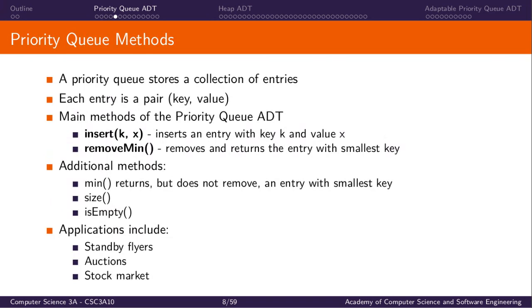So again, it stores this collection of key value pairs. The main methods for our priority queue will then be insert(k, x), that inserts a key value pair, so a particular value with a particular key, and removeMin, which removes and returns the element with the smallest key. So that'll really be the only way that we access things from our priority queue. We will retrieve the min, retrieve the min, retrieve the min each time to decide, well, who should be next in line? And we have some applications that we're given here that this could be used for: standby flyers, an auction, or a stock market.